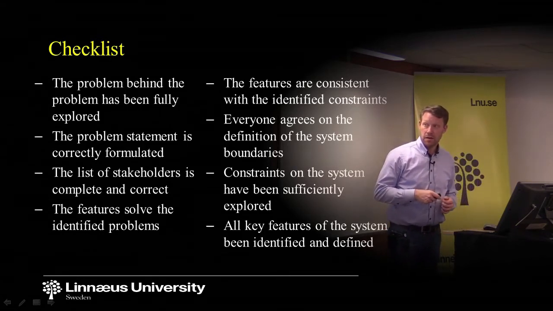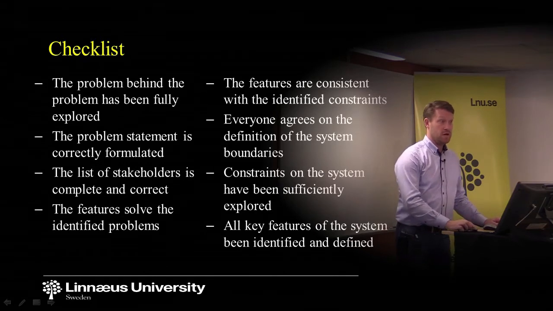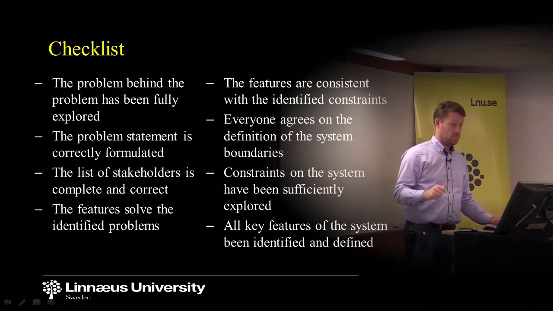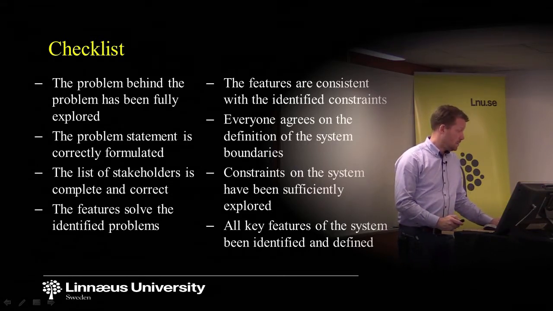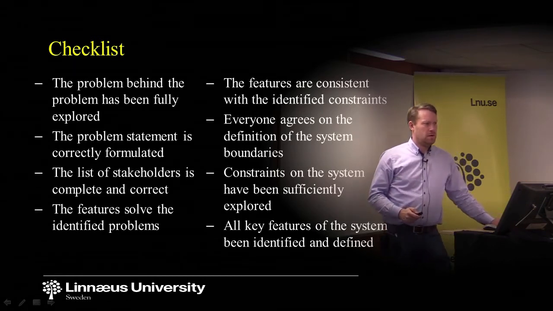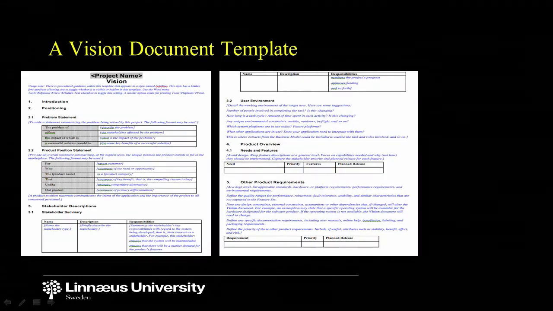Make sure that everyone agrees on the definition of the system boundary. This is the system and this is not the system. Keep it on that level. So where do you find a structure for writing up a vision document? Well, you remember the unified process, the OpenUP instance of that? OpenUP provides a vision document, a template for it. And after an introduction, you start positioning in relation to a problem and to a product. So here you start with a problem statement.